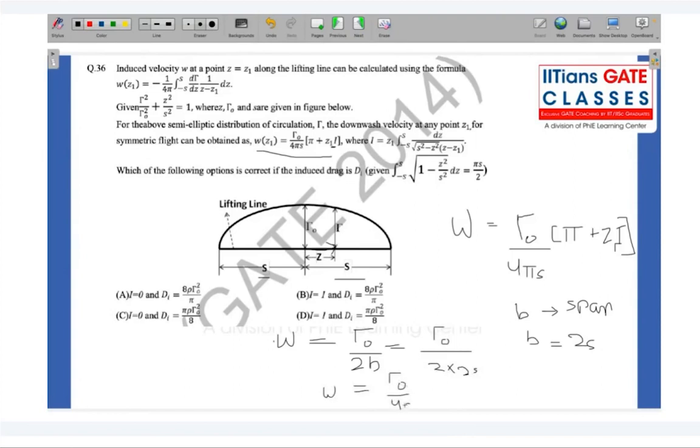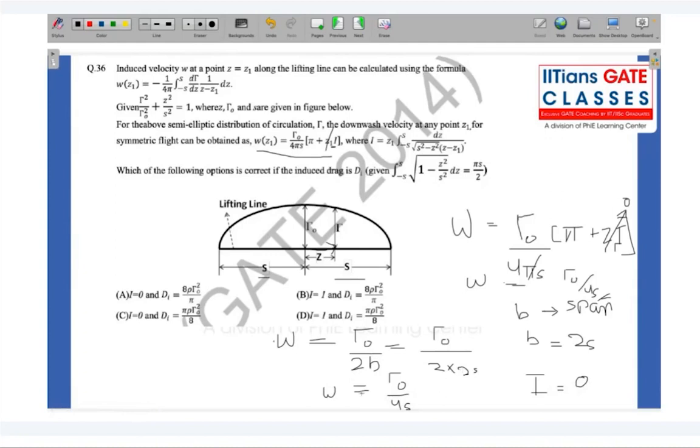Right. So which basically means that if only the I is 0 over here, I'll get omega equals gamma naught by 4s, and this pi and pi would get cancelled. My omega is gamma naught by 4s. All right. So hence for this elliptical lift distribution, it basically means that my I is nothing but 0. Only then I'll get whatever we calculated according to Prandtl lifting line theory for elliptical distribution. Your induced velocity will basically match out.